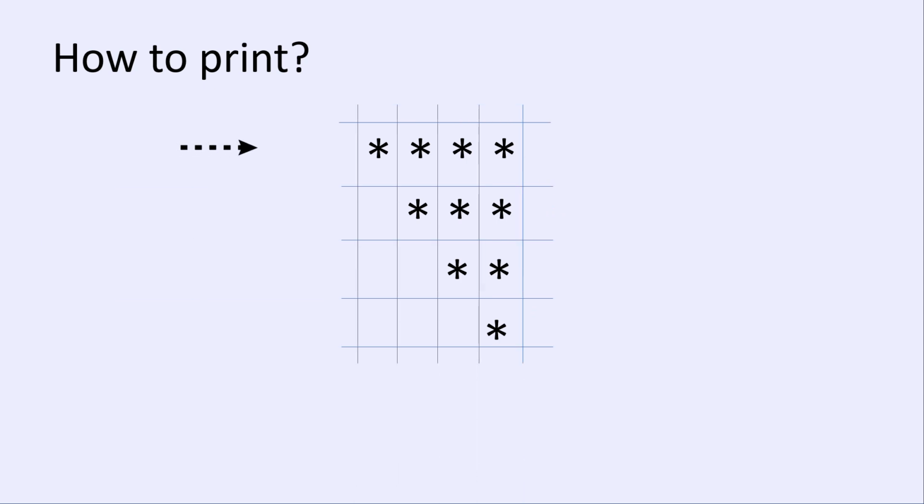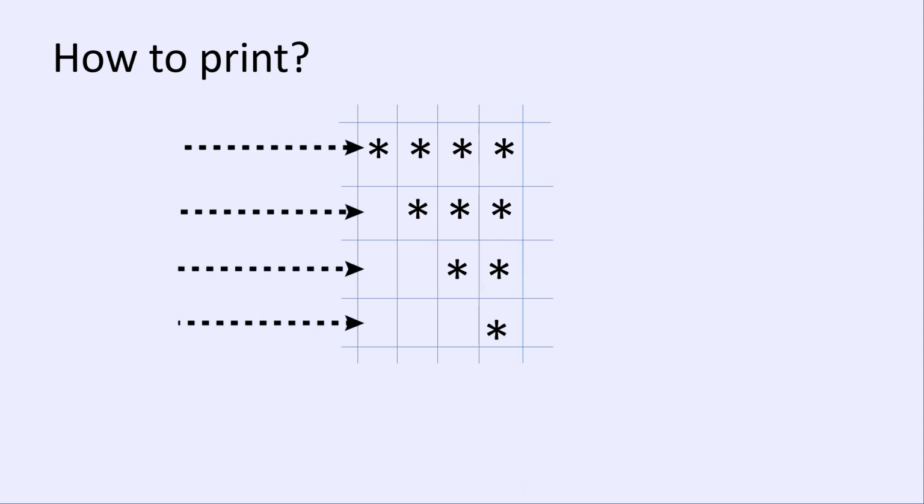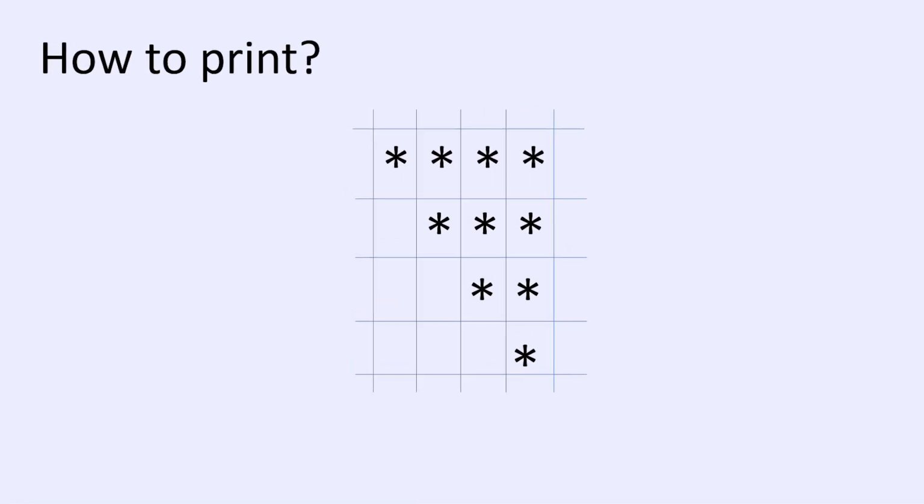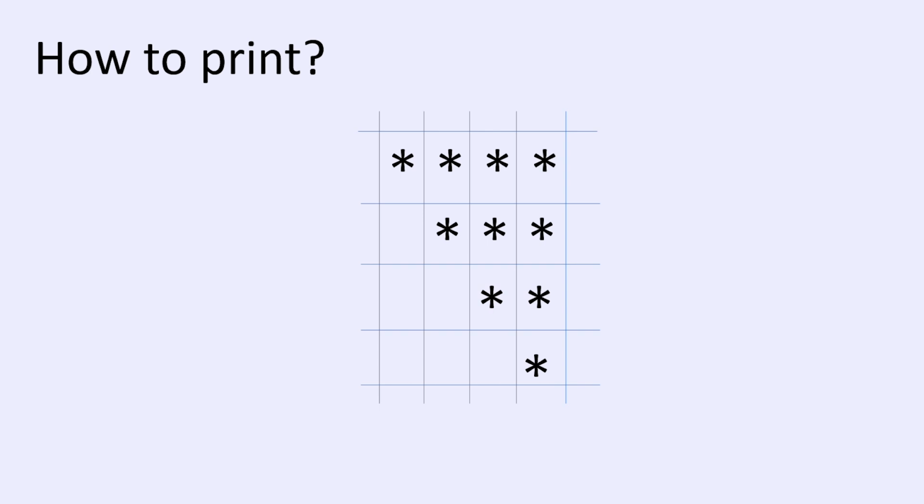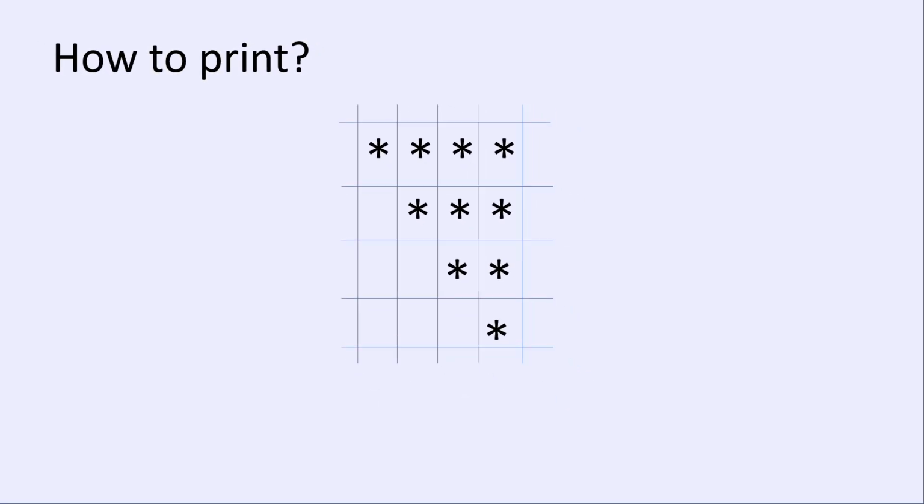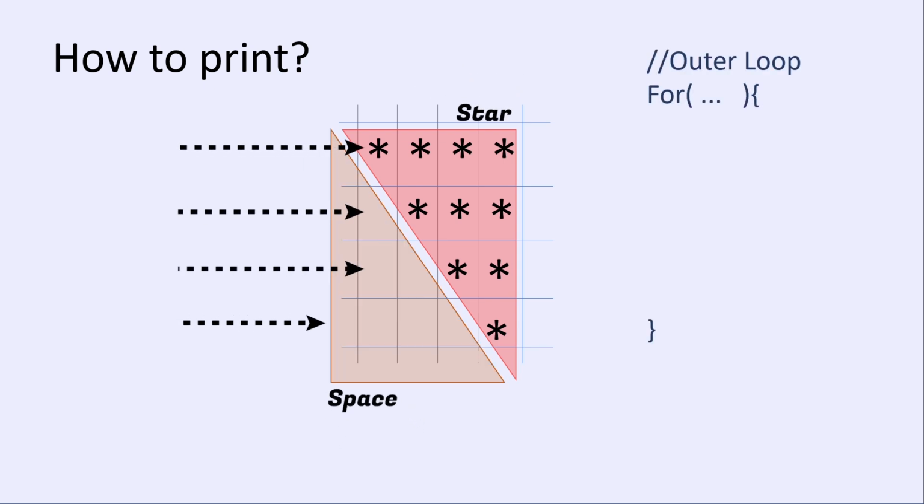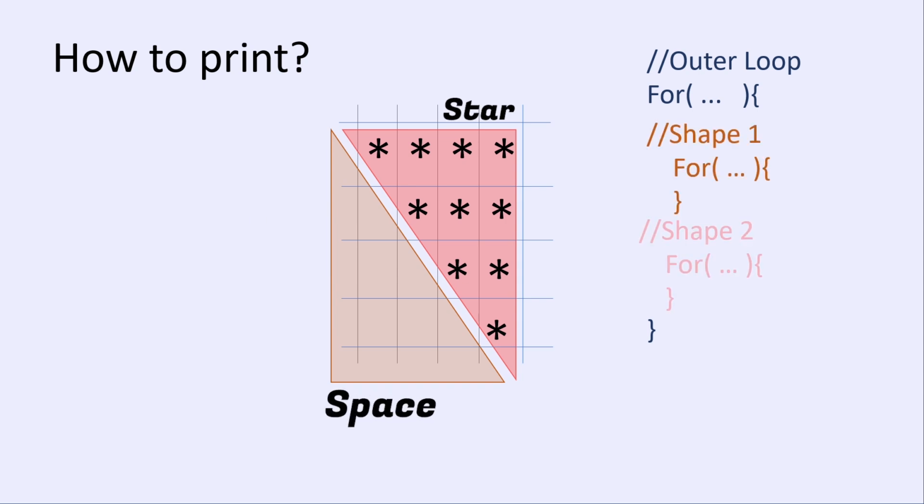We use one for loop to go through each row, and inside that, we use more for loops to print the characters in each row. The number of inner loops depends on the subparts of the pattern. For example, in this pattern, we can divide it into two parts, one for spaces and one for stars. So we will use one outer loop to go through each row and two inner loops, one for spaces and one for stars. That's how we figure out the number of loops we need.